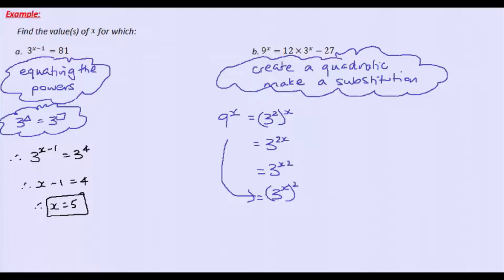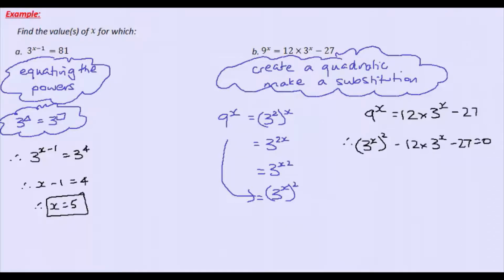And we're going to use that to rewrite my equation as 9 to the power of x equals 12 times 3 to the x minus 27, as therefore 3 to the power of x squared minus 12 times 3 to the power of x minus 27 equals 0.